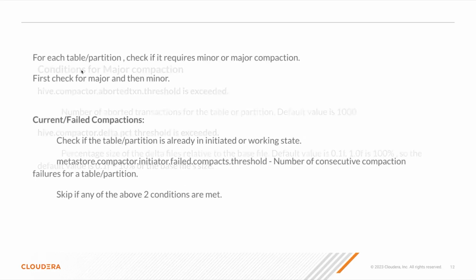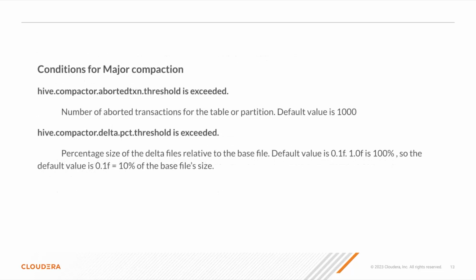So the next one is that the initiator checks whether minor or major compaction needs to be done on a table or partition. To check that, these conditions are required. For major compaction, there are 2 things, and either condition being satisfied will trigger major compaction. If there are more than 1,000 aborted transactions for a table or a partition, then major compaction will be triggered, because there will be too many aborted transactions and the data will still be there, so we have to compact it and remove those aborted transactions.